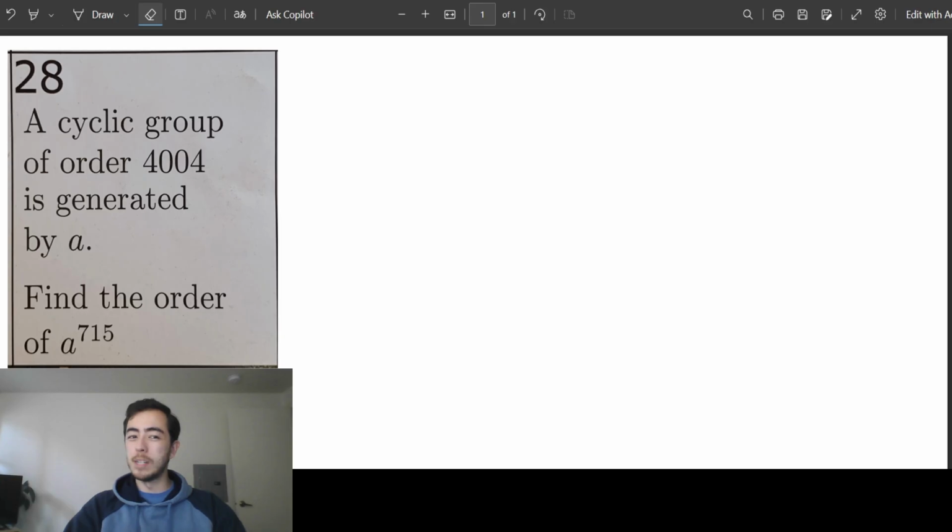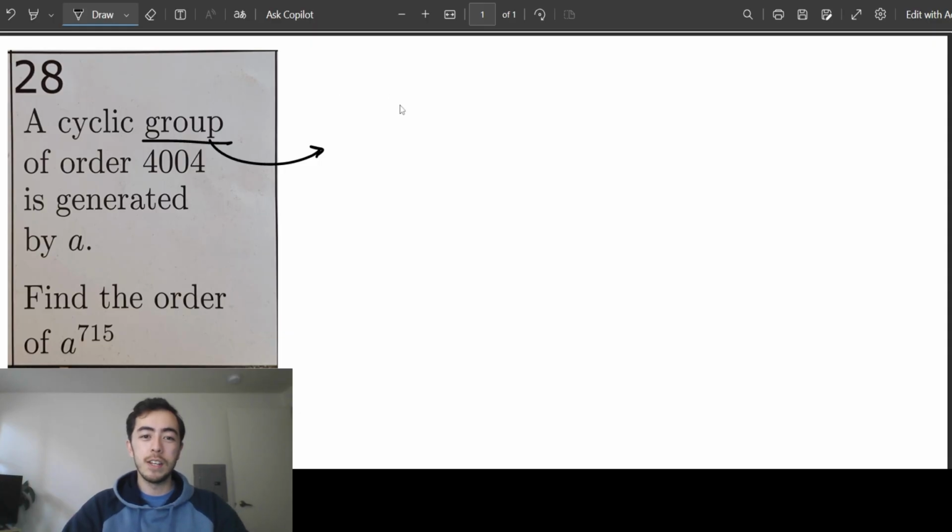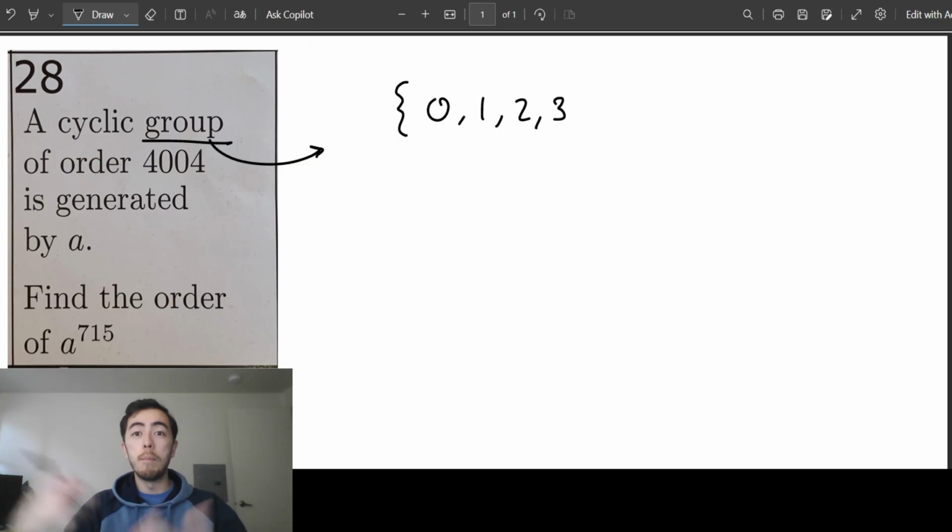Okay, pause, a little bit of vocab. A group is like a mathematical object, essentially, that has a collection of other things, usually numbers. So let's just say 0, 1, 2, 3, for example. And then a rule to combine parts or elements of my group. So let's say here my rule is going to be addition, for example.